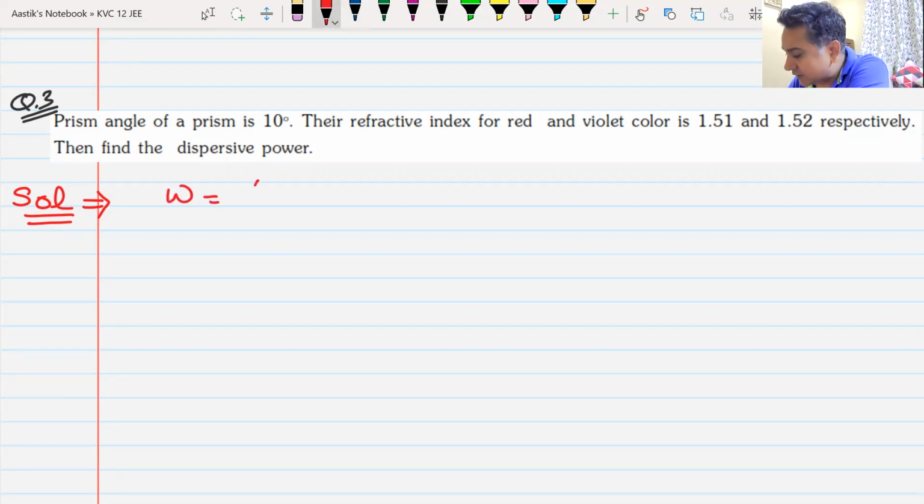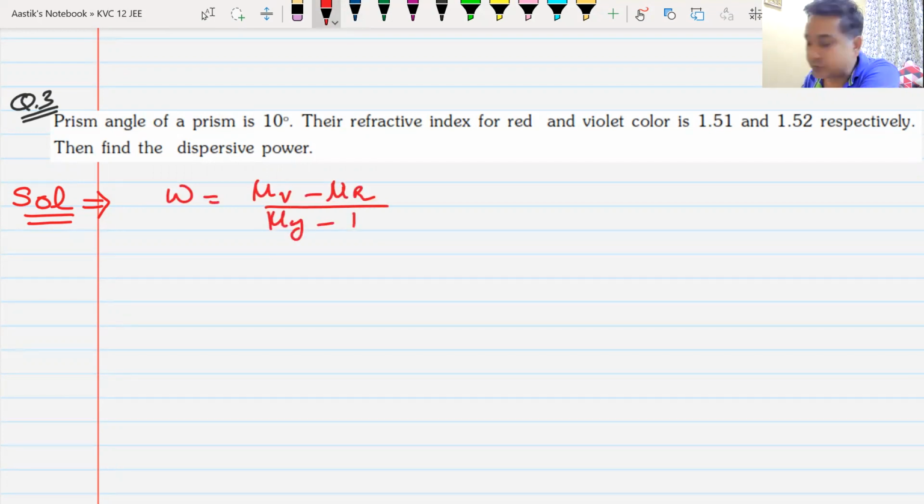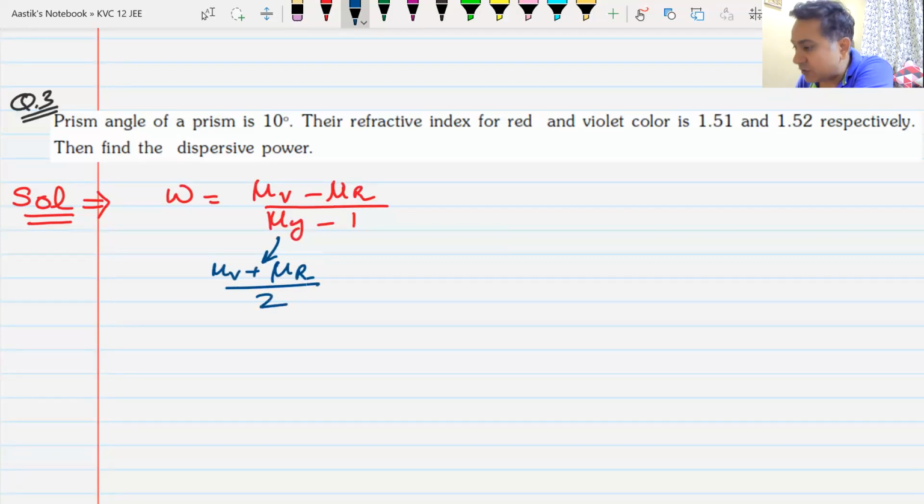I will use the formula, right? Mu violet minus mu red divided by, the problem is mu yellow. Mu yellow is not given. How do I find mu yellow? Mean of mu v and mu r. Yes, mu V plus mu R. So this is what I wanted you to understand. It is the mean of mu V plus mu R. So mu V is 1.52, mu R is 1.51. So the mean will be 1.515.